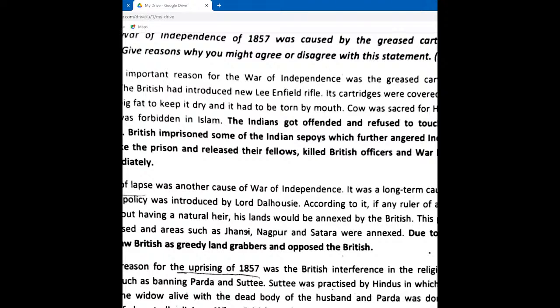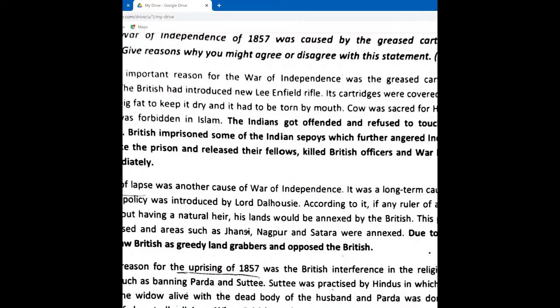The most important reason for the War of Independence was the greased cartridge incident. The British had introduced the new Lee Enfield rifle. Its cartridges were covered with cow and pig fat to keep them dry, and they had to be torn by mouth. Cow was sacred for Hindus, and pig was forbidden in Islam. The Indians got offended and refused to touch the cartridges. The British imprisoned some of the Indian sepoys, which further angered the Indians. They broke the prison and released their fellows, killed the British officers, and war broke out immediately. So now the cartridges had this layer of pig and cow fat.